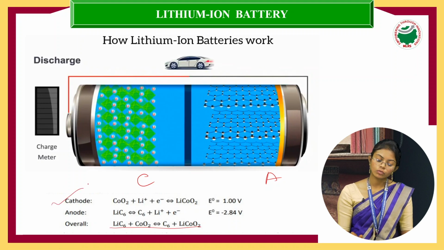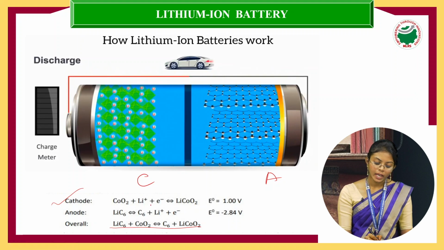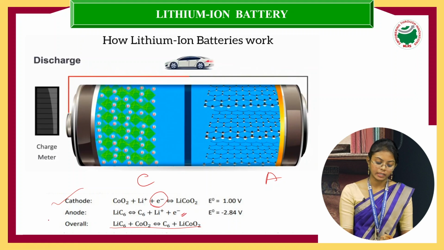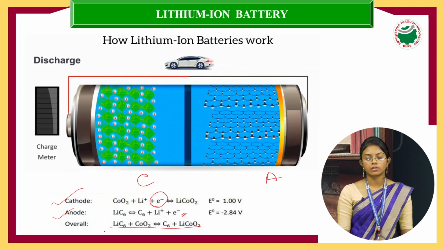And next, at the cathode, what is there? Lithium cobalt oxide. It will consume the lithium ions and also the electrons liberated from the anode, and it gives the lithium cobalt oxide. Okay, and at the anode, what is there? Lithium doped graphite. It liberates the electrons.